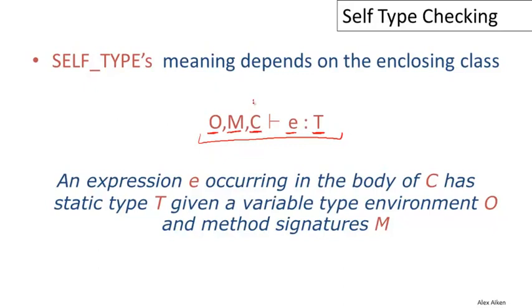And the whole reason for this additional piece here, why we needed this C, which we haven't actually discussed before, is that self-type's meaning depends on the enclosing class. If you recall, we introduced this notation, self-type sub C, to record in what class a particular occurrence of self-type sits, and this C in the environment is exactly that subscript. It is tracking what class we are in, so when we see an occurrence of self-type, we know what kind of self-type we're talking about.